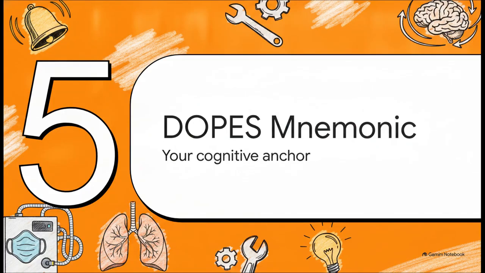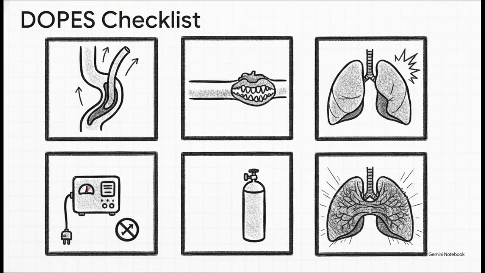That brings us to section 5, the DOPES troubleshooting mnemonic. This is your cognitive anchor. When the room is loud and your heart rate is spiking, you need a mental checklist. Enter DOPES. D is for displacement. Did the tube slip out or slide down too far? O is for obstruction, a mucus plug or a kinked tube. P is for pneumothorax. Did a lung pop under pressure? E is for equipment failure, like a power or gas loss. And S is for stacked breaths, or auto-PEEP, where they aren't exhaling fully and pressure is dangerously building up. Memorize DOPES, and you'll catch almost any crisis.